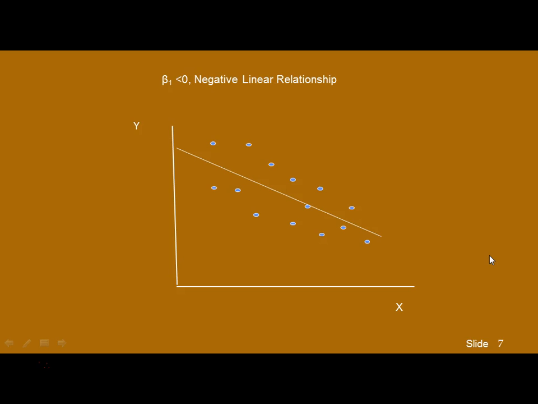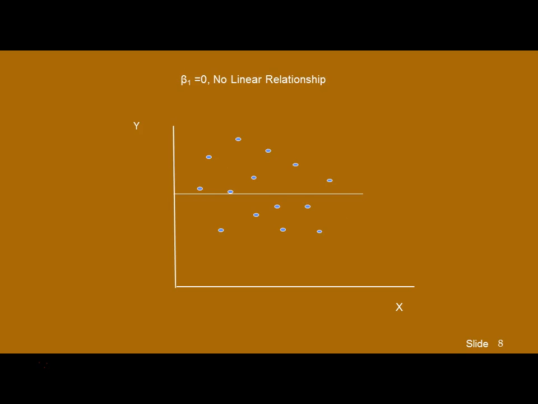Here we have a negative linear relationship, a downward sloping relationship. And finally, we could have no apparent linear relationship. There could be some kind of a curved relationship in there, but there's no obvious linear relationship.